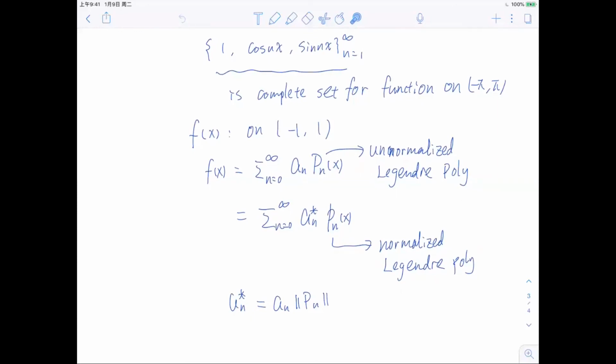So the coefficients of these two representations differ by the norm of the unnormalized Legendre polynomial.